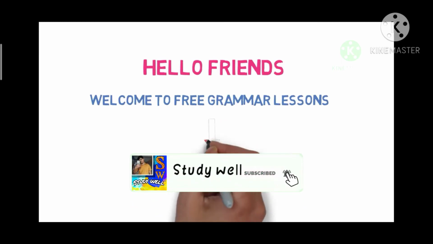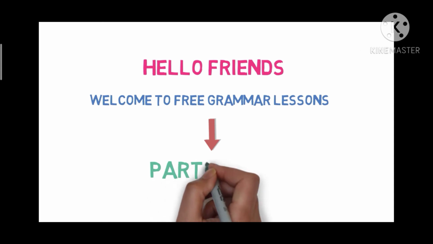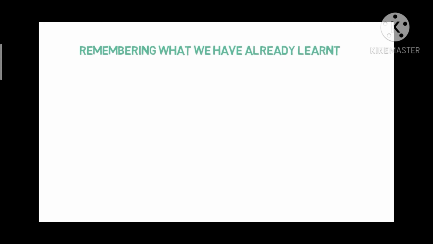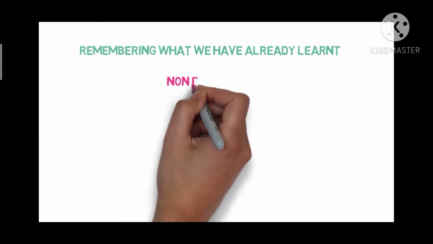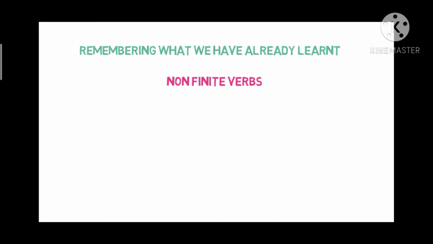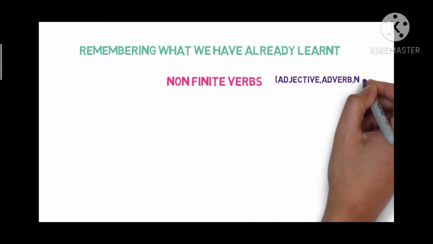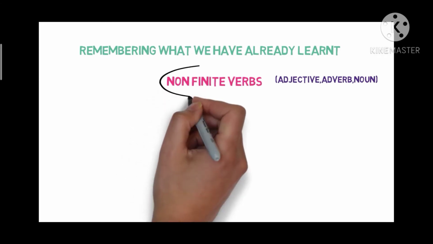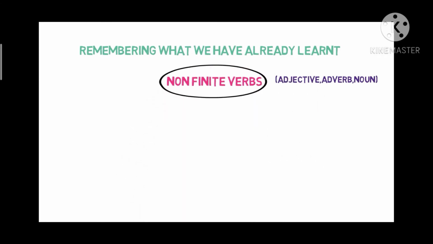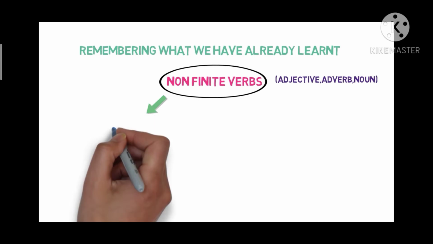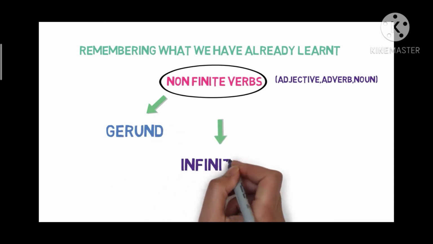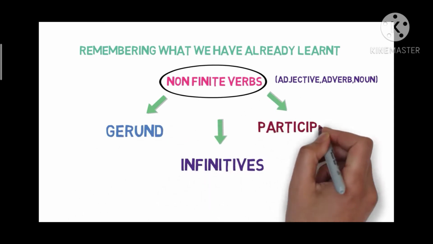In this video, we will be learning everything about participles. Let's first quickly remember what we have learned in our previous video. In our previous video, we learned non-finite verbs. In spite of being a verb, it behaves as adjective, adverb or noun in the sentence. Non-finite verbs are mainly divided into three types: gerund, infinitives and participles.